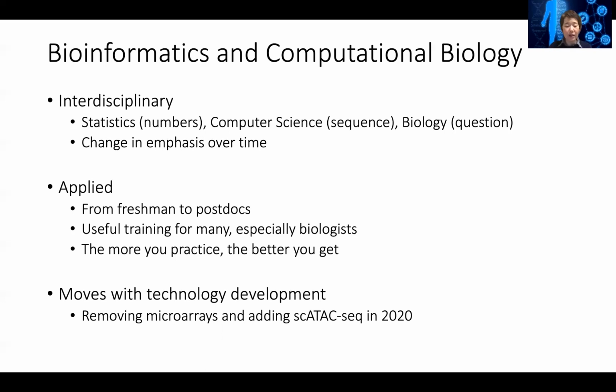Over the years, I have seen everyone from freshman undergraduate students to postdocs taking the class, and not always would an undergraduate student do worse than a graduate student. And so we would really welcome everybody who might be interested. This would be very, very useful training for many, especially if you want to be a biologist or maybe a doctor in the long run. And the more you practice, the better you will get. We're hoping that this course will bring you in the door, but you will continue to practice and use it and become an expert over the years.